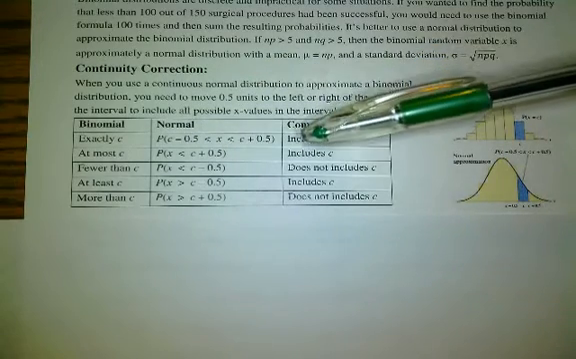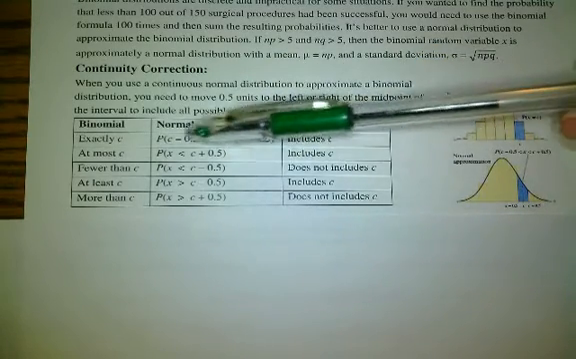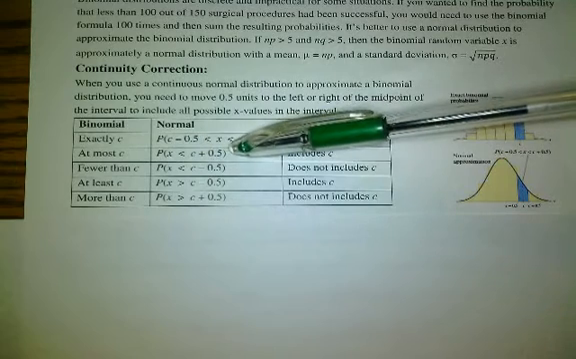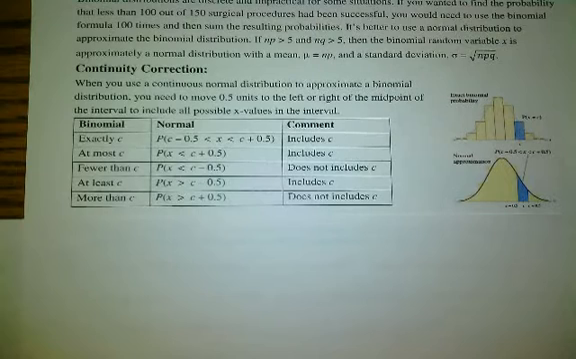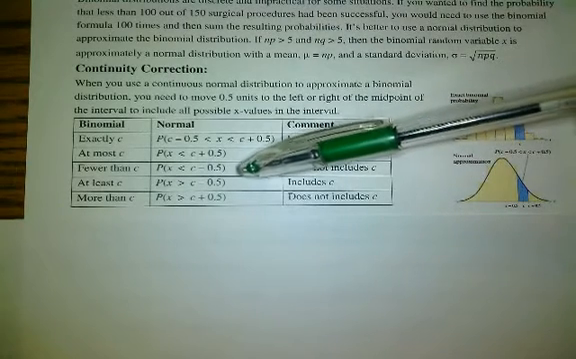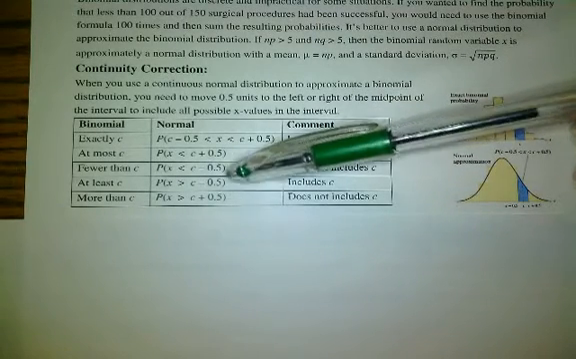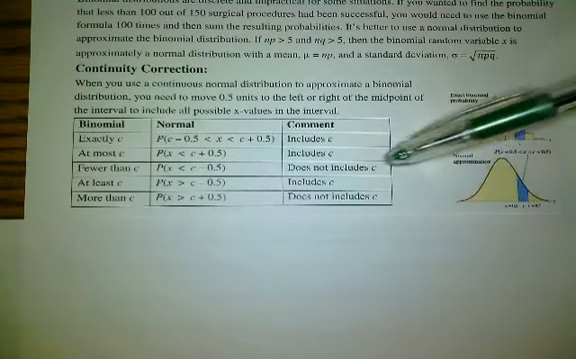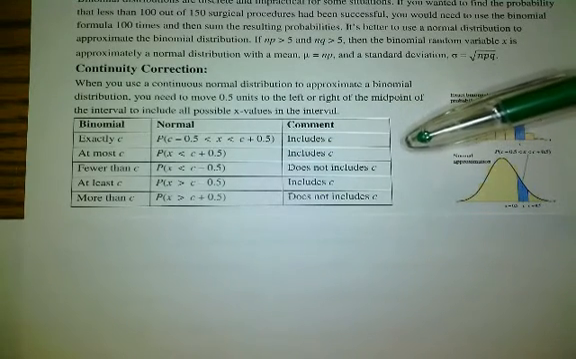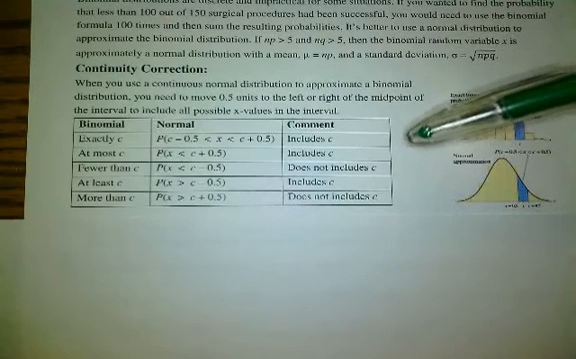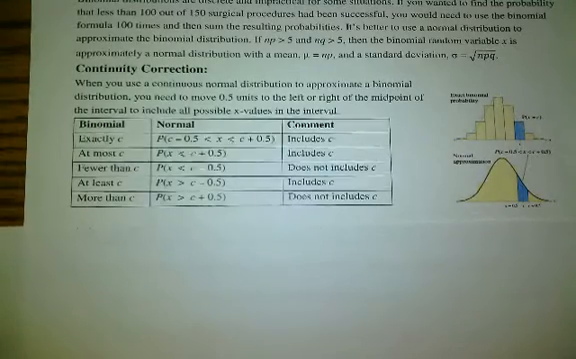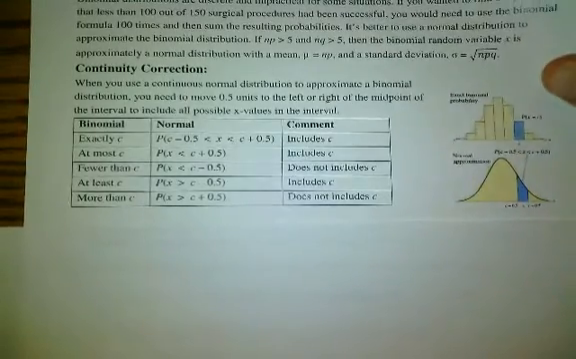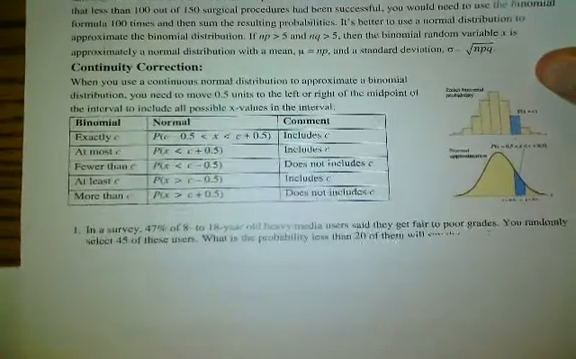If we wanted at most c, then note how this x is less than c plus the 0.5. That 0.5 just makes sure that we are including c as part of the solution. Fewer than c, then we go in this direction, and then at least c or more than c. Again, you can see some of these will include c, in other words, the actual value you're trying to find, whereas other ones do not. So we have to make sure and use the appropriate one. So that's pretty much it for Section 5. Let's look at some examples to make this a little bit clearer.